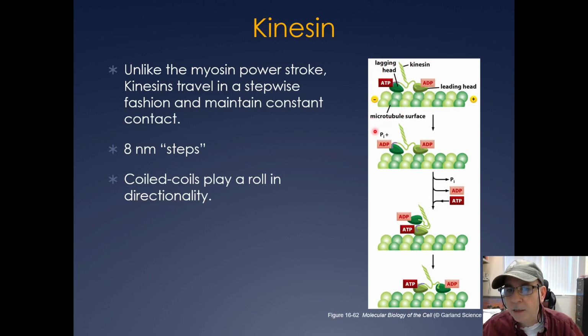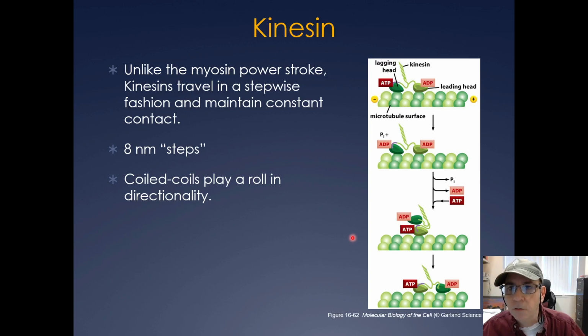That will hydrolyze the ATP to ADP and inorganic phosphate, causing it to swing forward. Then you'll have the release of the inorganic phosphate and an exchange of ADP for ATP on the leading foot, the kinesin head. And then what ends up happening is it swings around. So you'll have ATP now on the trailing head, and the ADP bound form swings forward, and then the whole process repeats again.